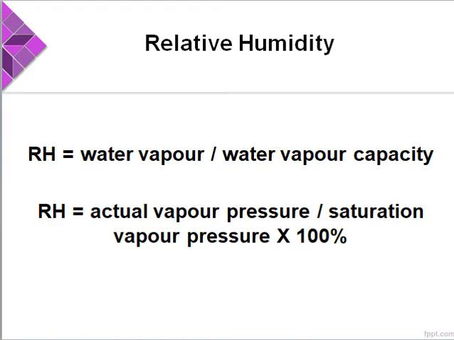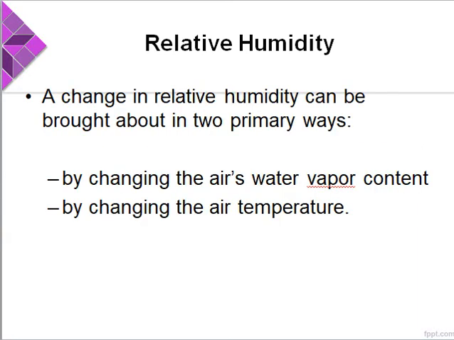We can think of actual vapor pressure as a measure of air's actual water vapor content, and the saturation vapor pressure as a measure of air's total capacity for water vapor. Thus, the relative humidity can be expressed as RH equals actual vapor pressure over saturation vapor pressure times 100%. Relative humidity is given as a percent.